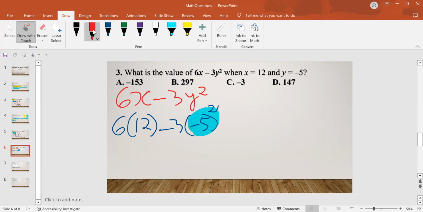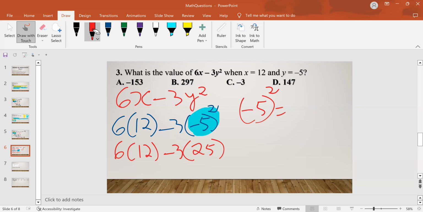That means we're going to have 6 multiplied by 12 minus 3 parentheses. Negative 5 to the second power is positive 25. You have to understand that negative 5 in parentheses to the second power is negative 5 multiplied by another negative 5. And negative 5 multiplied by negative 5 changes to positive 25 because negative times negative is positive.